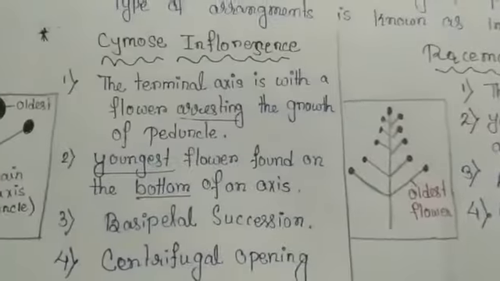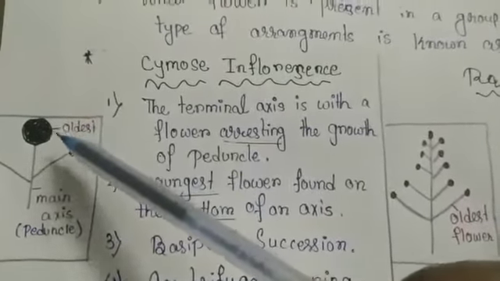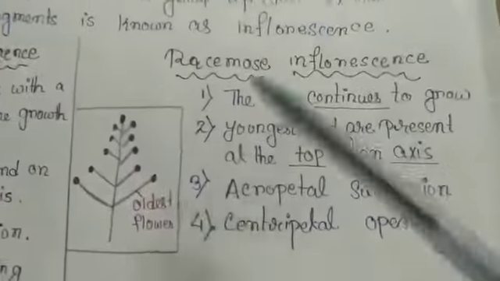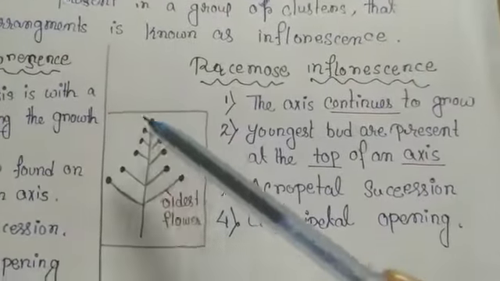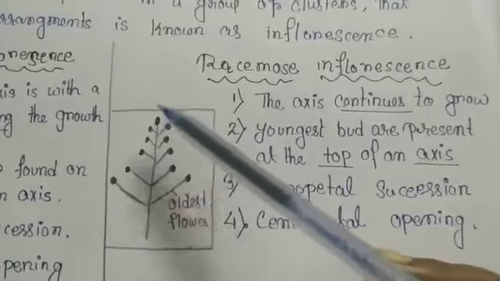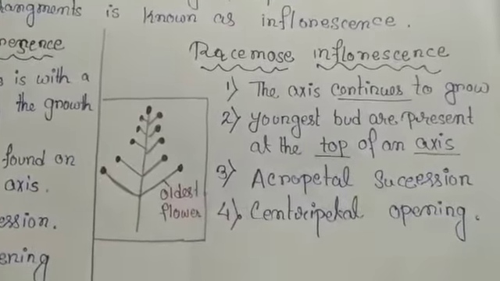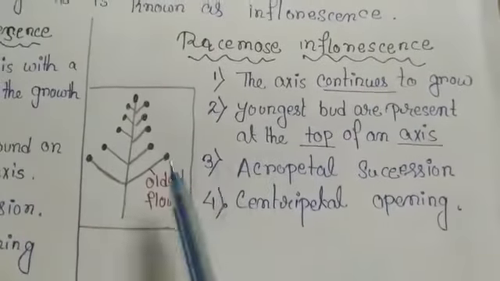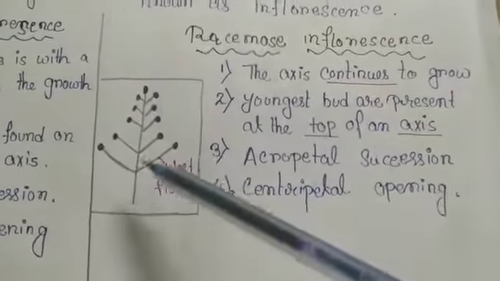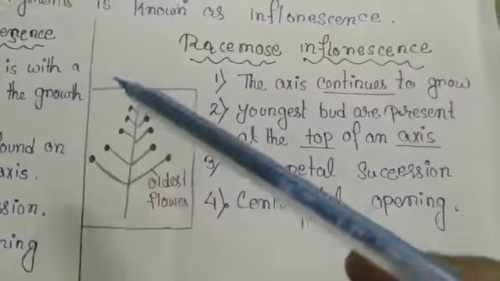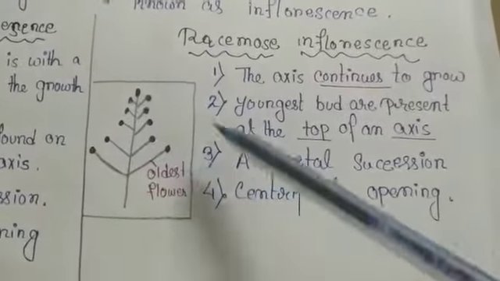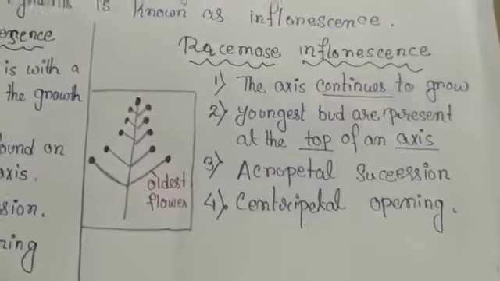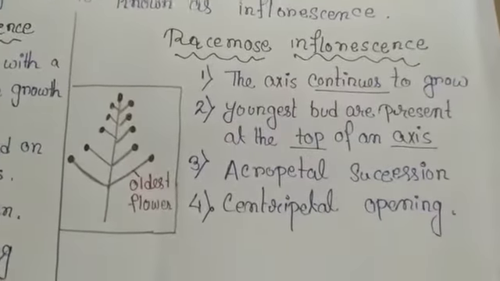In cymose we saw the oldest flower remains at the tip and the youngest at the bottom. But here the youngest one remains at the tip and the oldest one remains at the bottom. Next is acropetal succession. What does that mean? When the oldest flower remains at the bottom and the youngest flower at the top, this type of succession is called acropetal succession. Racemose inflorescence shows acropetal succession.